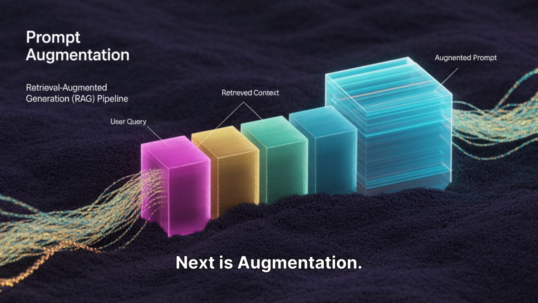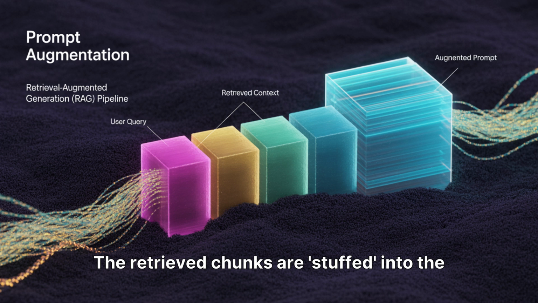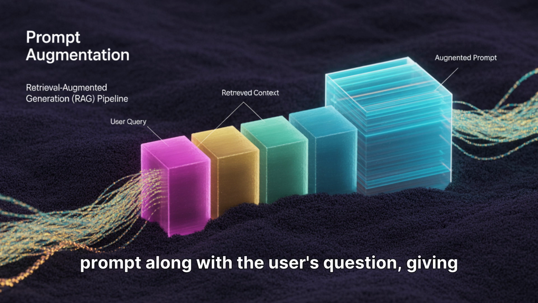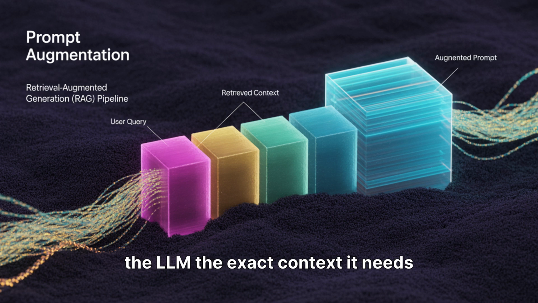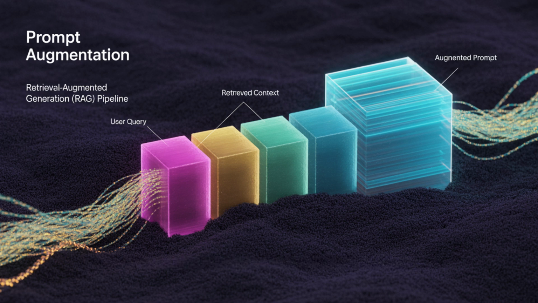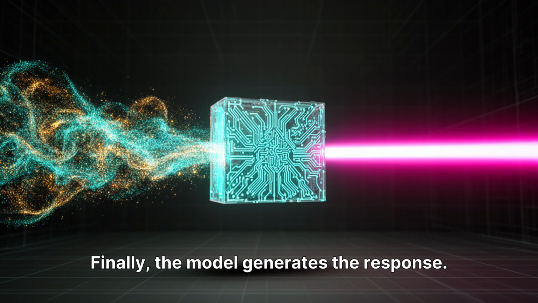Next is augmentation. The retrieved chunks are stuffed into the prompt along with the user's question, giving the LLM the exact context it needs to answer correctly. Finally, the model generates the response.